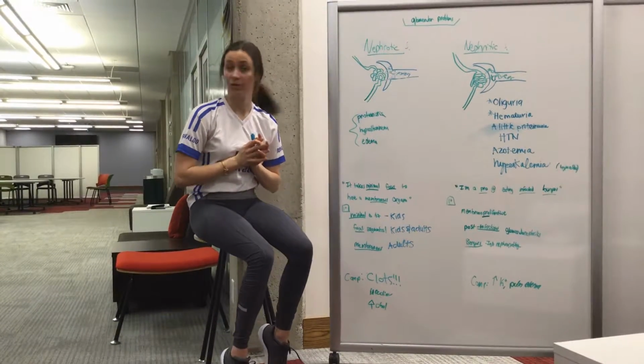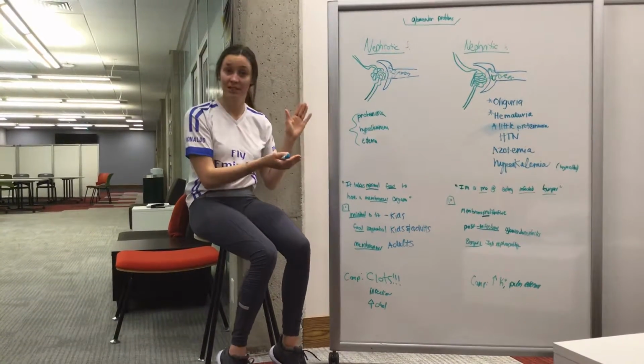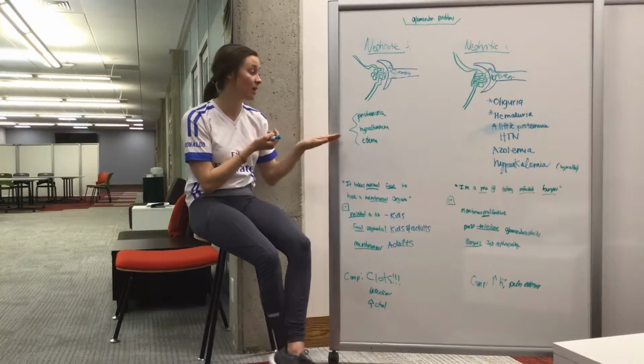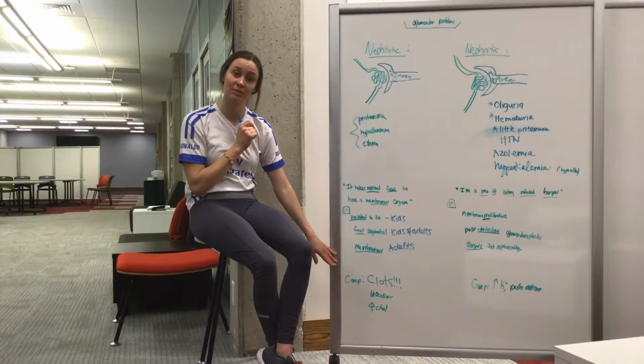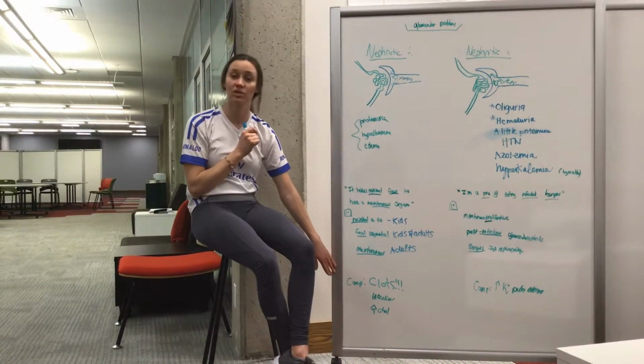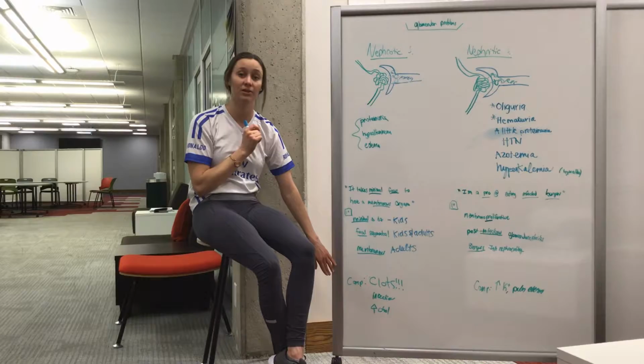So I'm going to switch over to nephritic syndrome. In conclusion, that was nephrotic syndrome, which is proteinuria, hypoalbuminemia, edema. We have three types: minimal change, focal segmental, and membranous, and the complications are clots, infections, and hypercholesterolemia.